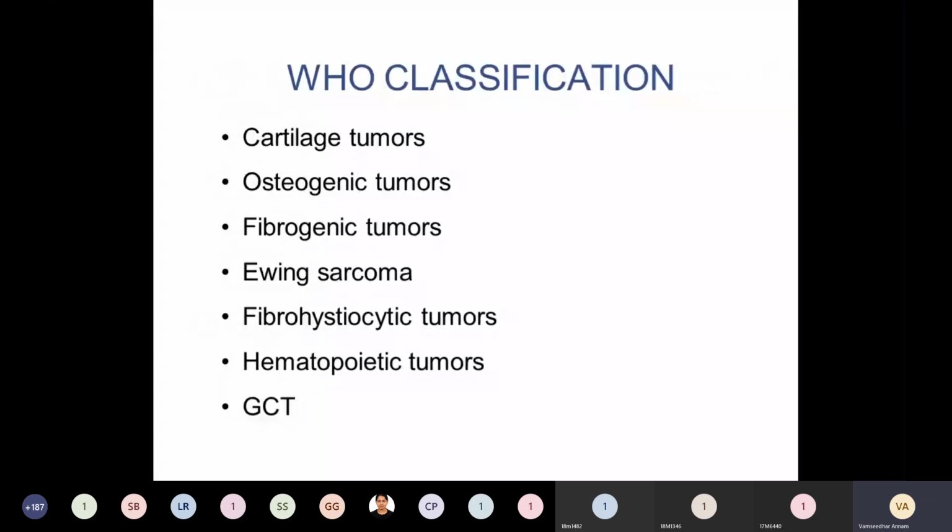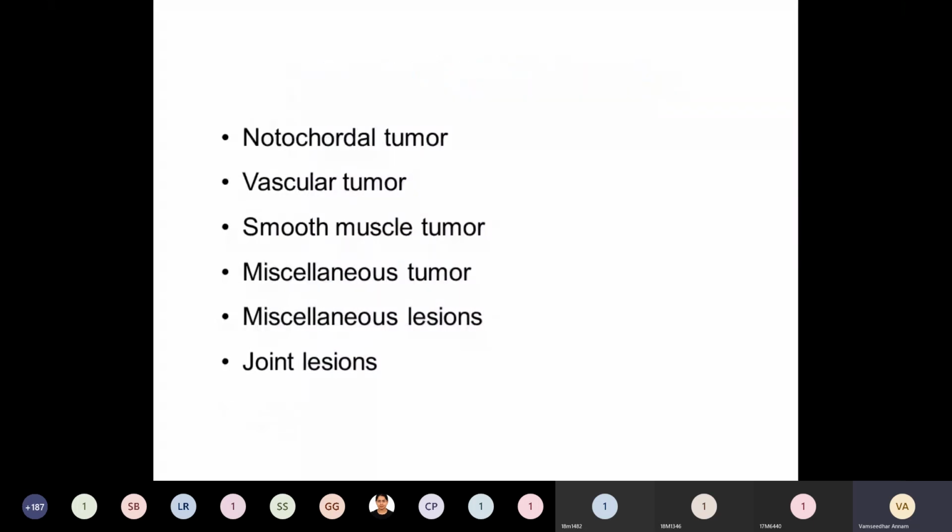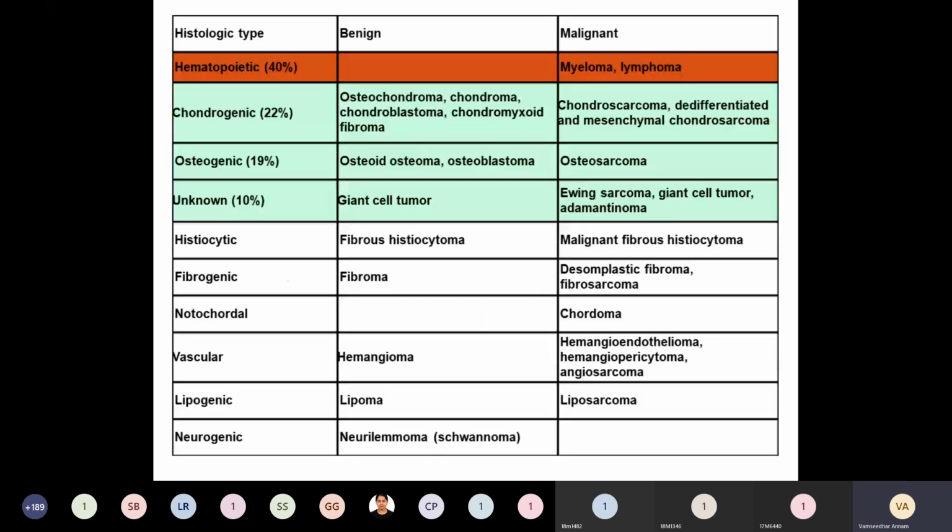According to WHO, based on the cell of origin: cartilage tumors, osteogenic tumors, fibrogenic tumors, Ewing's sarcoma, fibrohistiocytic tumors, hematopoietic tumors, and giant cell tumors. Other tumors are notochord tumors arising from the notochord, vascular tumors, smooth muscle tumors. Then there are miscellaneous tumors. This is the entire spectrum in a nutshell, which is the histologic type, that is, the cell of origin. What is a benign tumor, and what is its malignant counterpart?